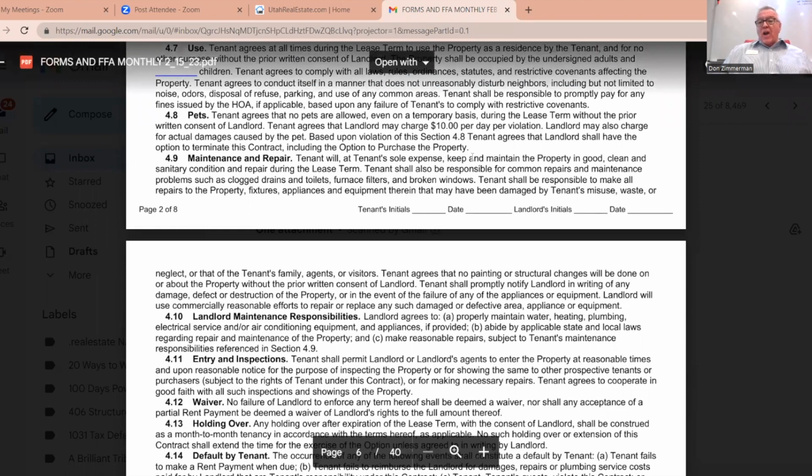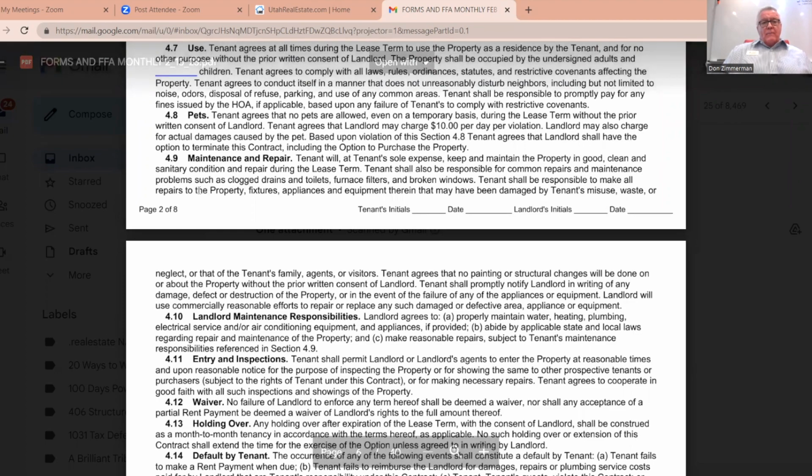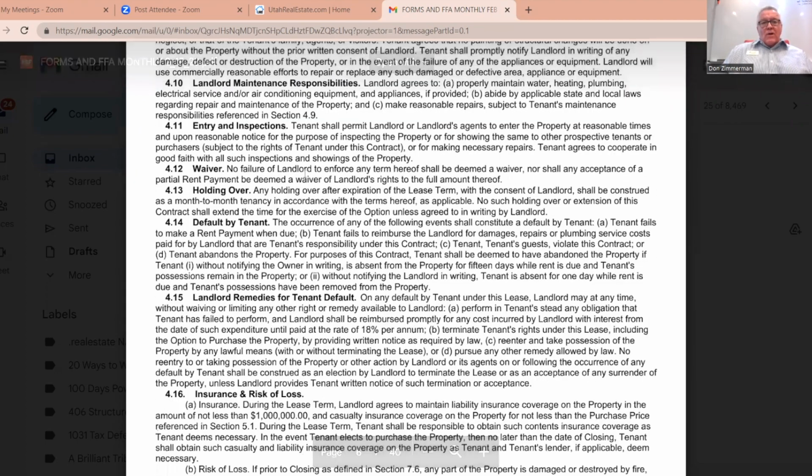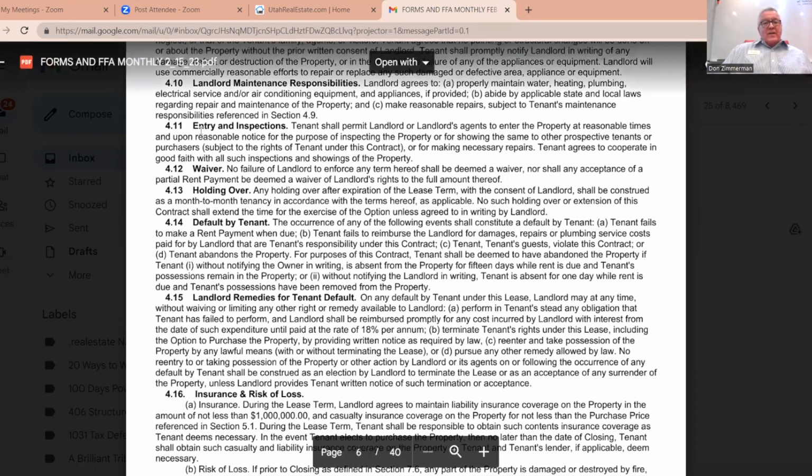This says that pets are not allowed unless it's in writing with the consent of the landlord. Maintenance and repair, who takes care of that? All of these things are important items, and that's why you need to use this document, because it has all of these things in here that protect both the buyer and the seller.